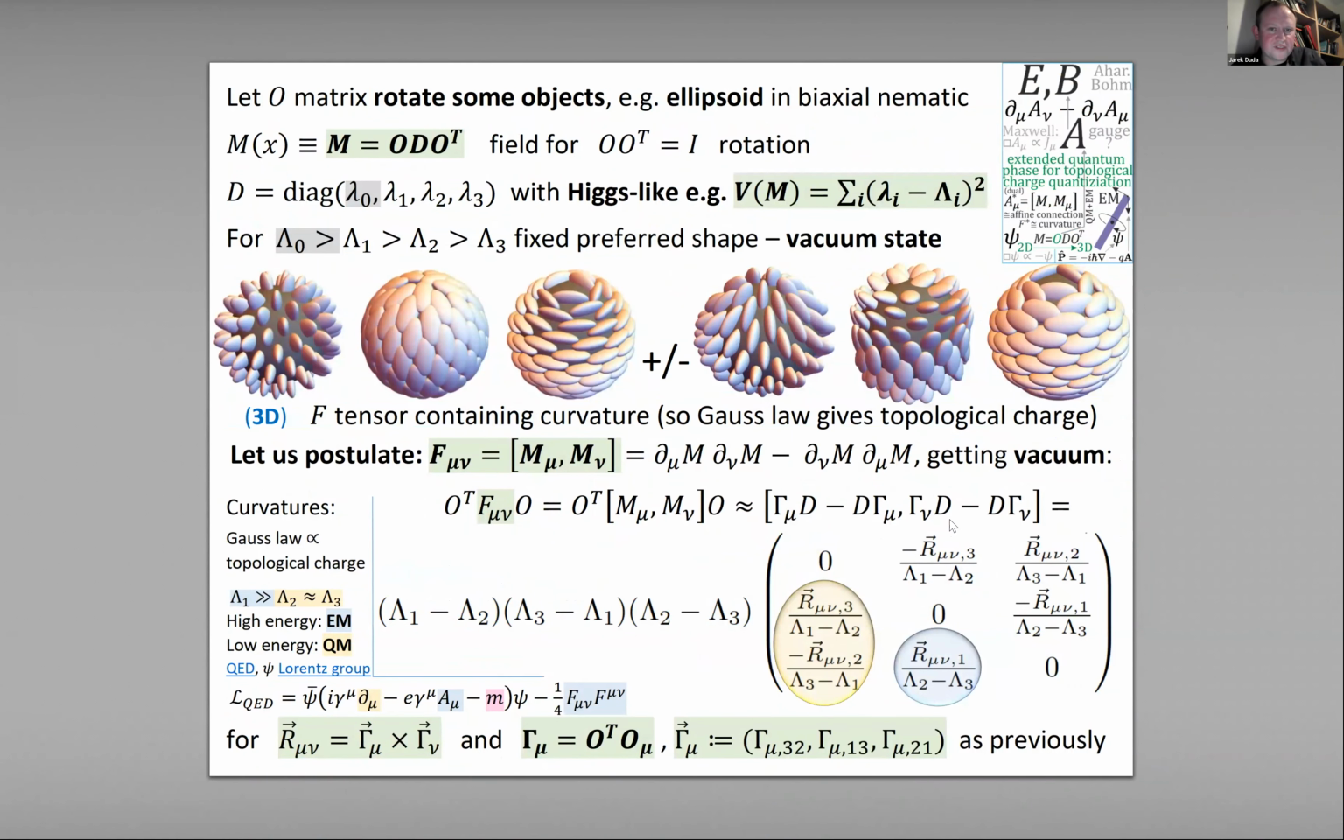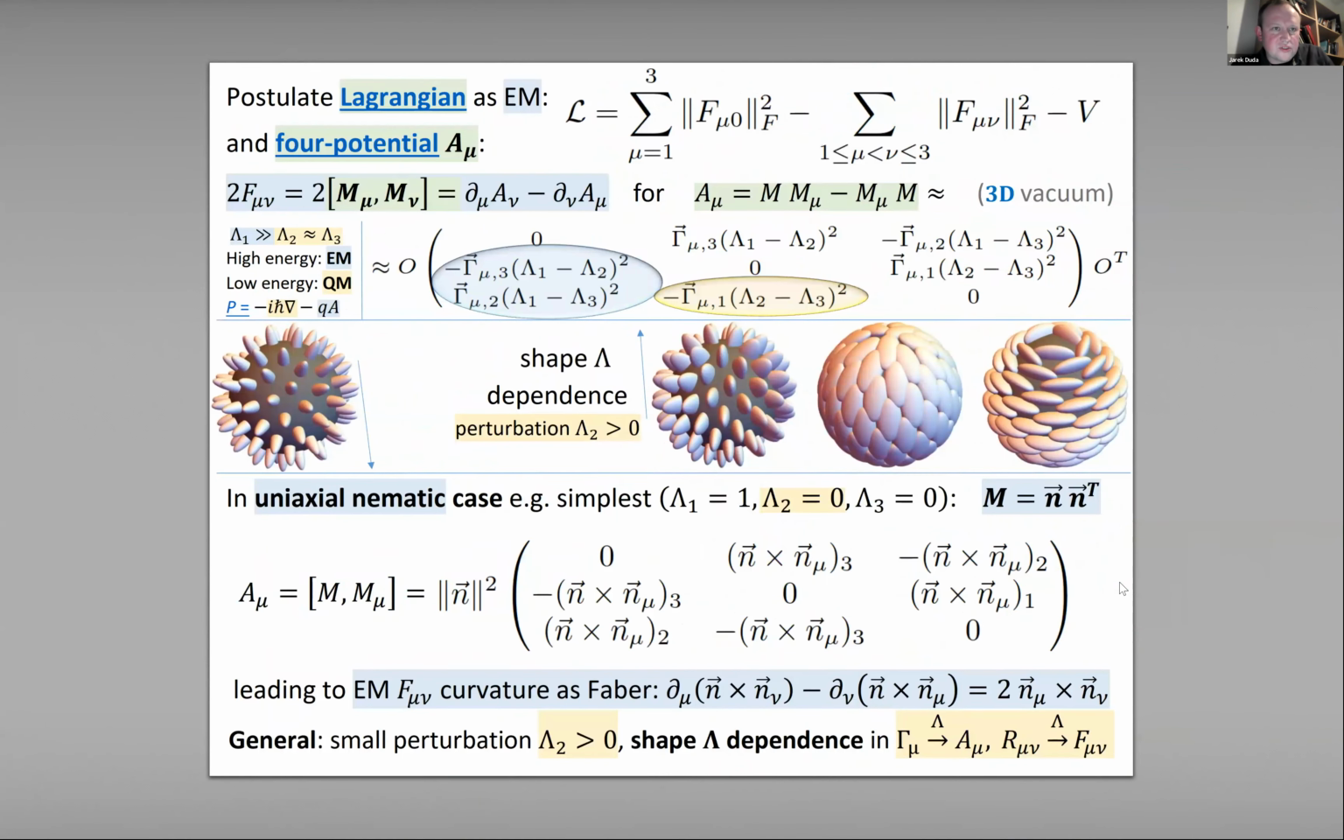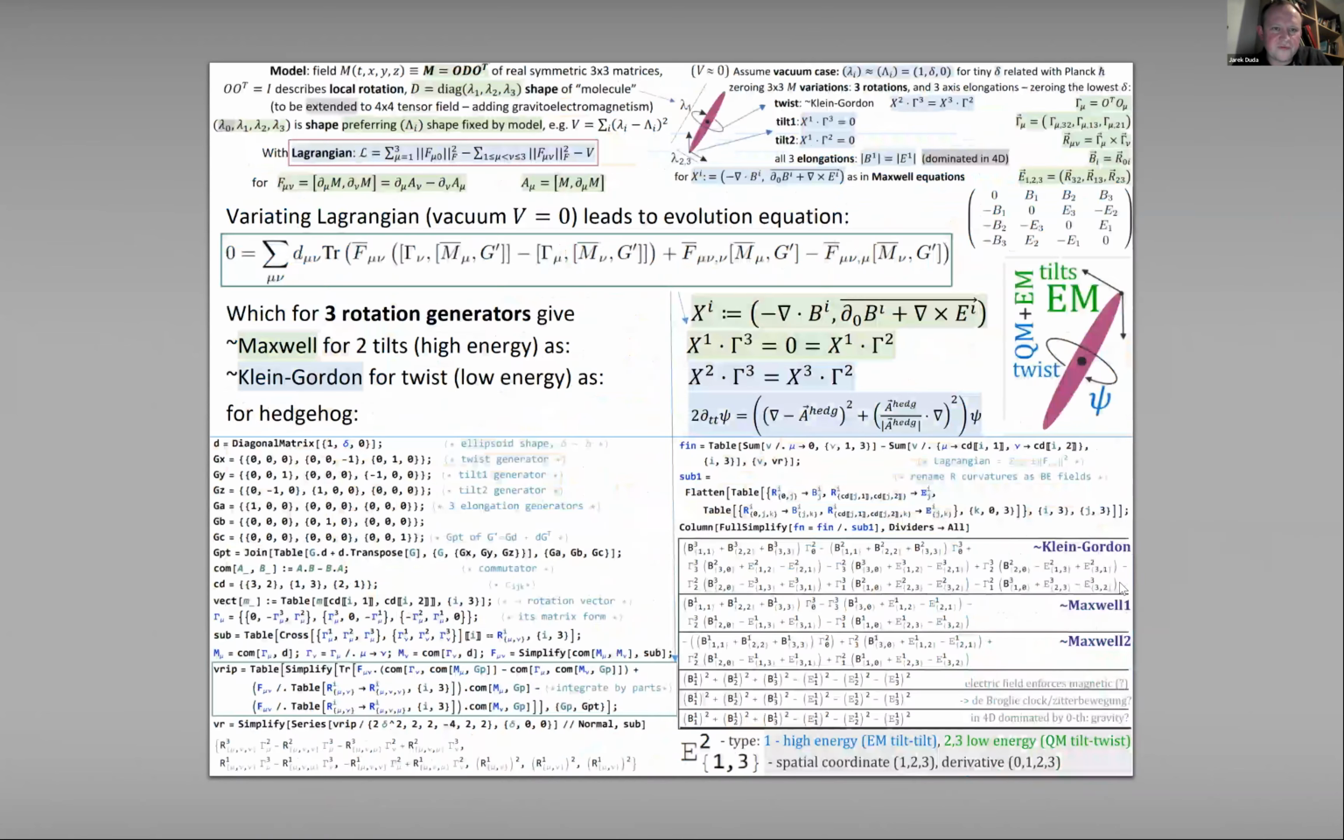Okay, so here we have these leptons, these antileptons. So we get a nice unification. For example, if we have this momentum operator, here is one derivative, and I'm saying that A is also a derivative of this kind of generalized phase, which combines both quantum phase and electromagnetics into one SO(3) rotation of this object.